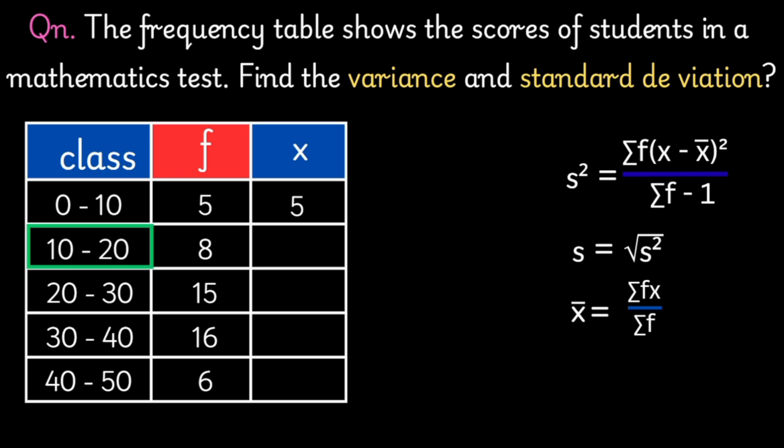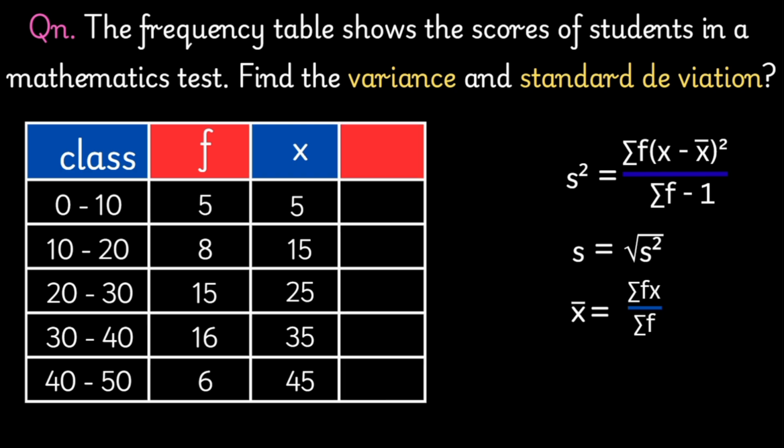Next, we have 10 to 20, so this shall be 10 plus 20 divided by 2. 10 plus 20 gives us 30, and 30 divided by 2 is 15. Next we have 20 to 30, so this shall be 20 plus 30 divided by 2. 20 plus 30 is 50, and 50 divided by 2 gives us 25. Then 30 plus 40 divided by 2 gives us 35. Last, we have 40 plus 50 divided by 2, and we get 45.